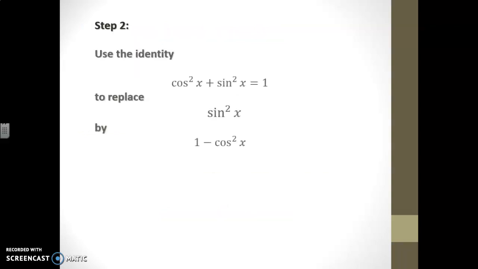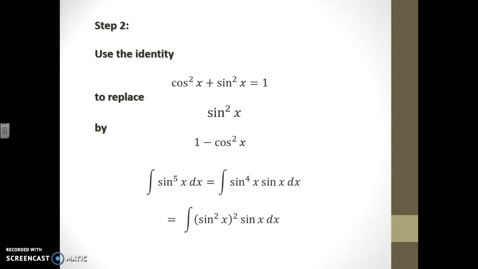In step 2, we're going to use the identity cos squared of x plus sine squared of x equals 1 to replace all remaining sine squares into 1 minus cos squared. In our example, sine to the 4 of x contains a product of two sine square x's, and it is each of these sine square x's that will be replaced by 1 minus cos squared.